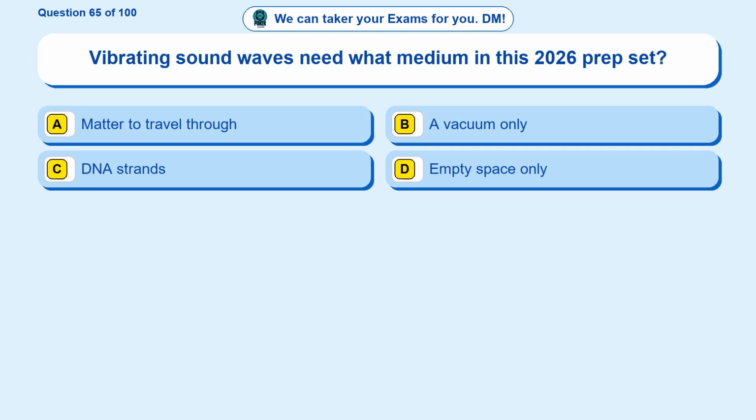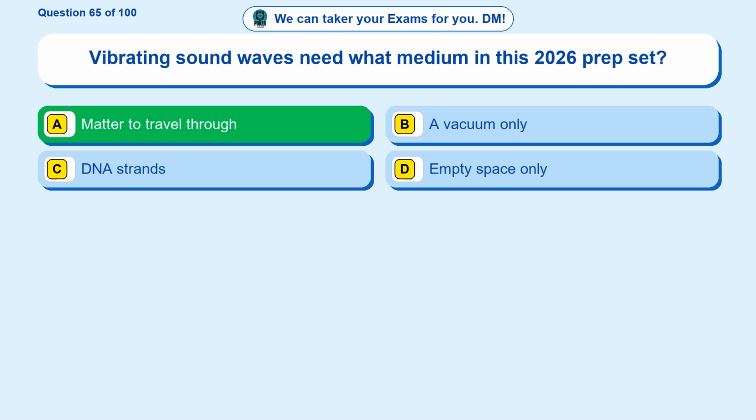Question 65. Vibrating sound waves need what medium in this 2026 prep set? Option A, matter to travel through. Option B, a vacuum only. Option C, DNA strands. Option D, empty space only. The correct answer is option A, matter to travel through.